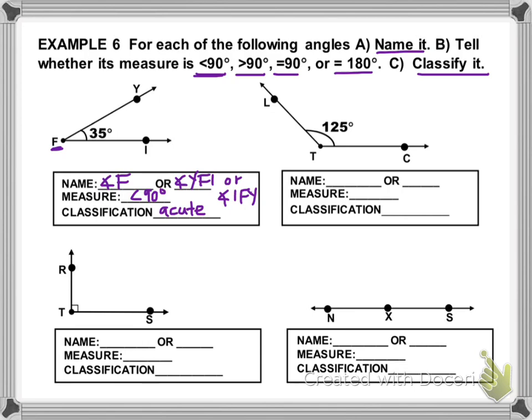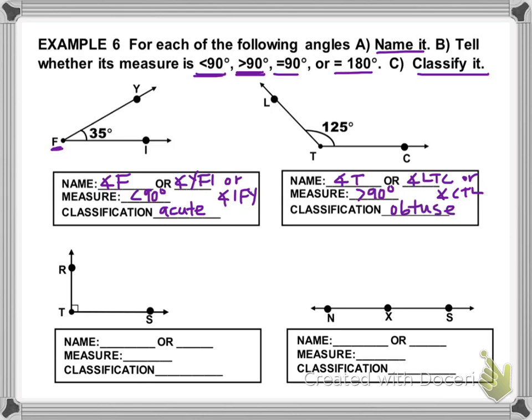All right, let's look at the 125-degree angle. Again, since it's the only angle with that vertex T, we could call it angle T. Or we can name it with the 3 letters, as long as T is in the middle. Angle LTC or angle CTL. Its measure is larger than 90 degrees, so we'll say greater than 90 degrees. And if it's greater than 90 degrees but less than 180 degrees, we say that it is obtuse.